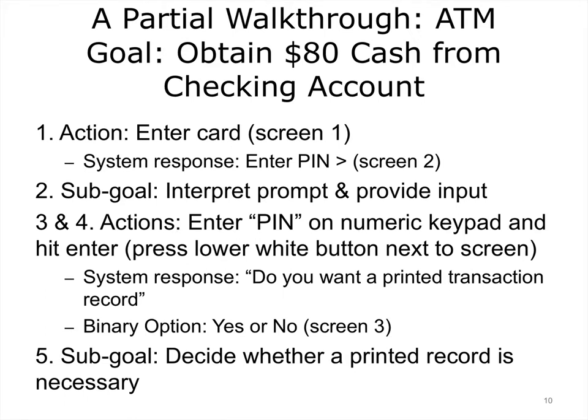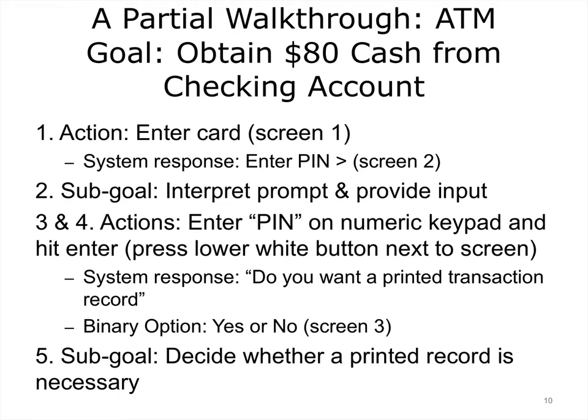This is a partial walkthrough of an ATM. The task and the top-level goal is to obtain $80 in cash from your checking account. There are a total of 11 actions. The first action is to enter your card, and the system's response is to prompt you to enter your personal identification number, PIN. Subsequently, the interface presents you with a set of dialog screens in which you are expected to make certain choices. As you move through the actions in the walkthrough, you move closer to completing the top-level goal of obtaining $80 from your checking account.